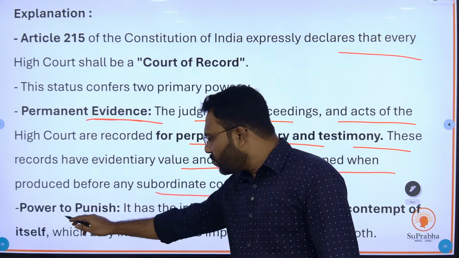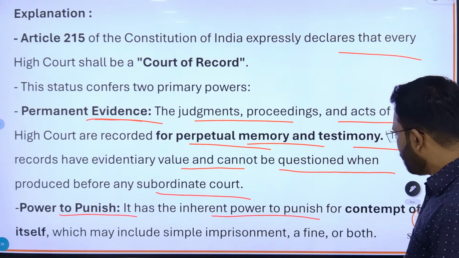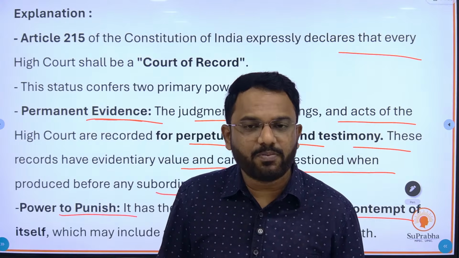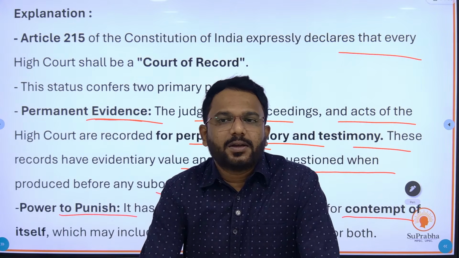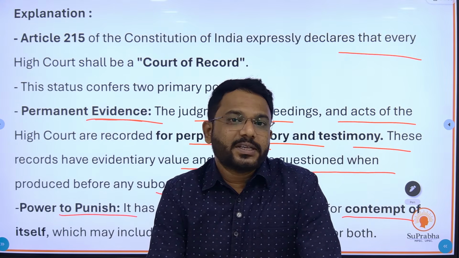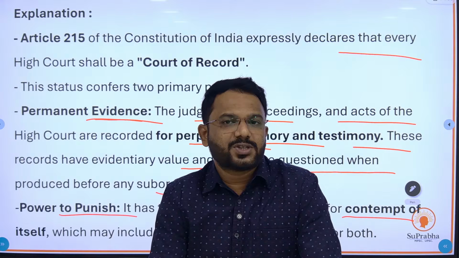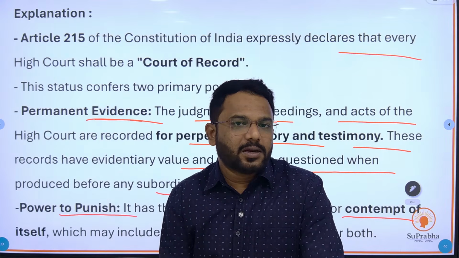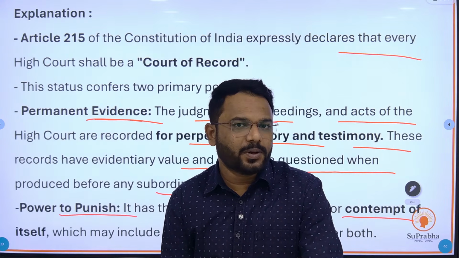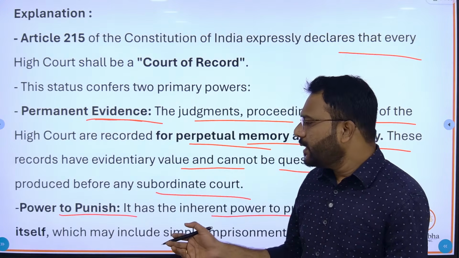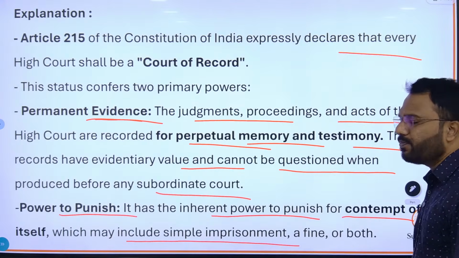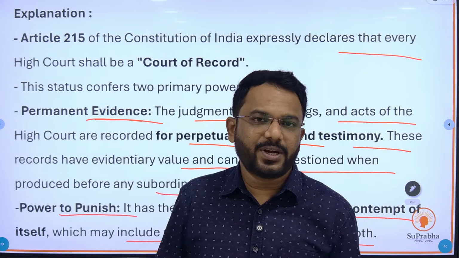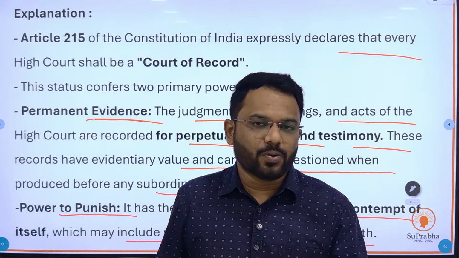Second, power to punish. It has an inherent power to punish for the contempt of itself. Now what is contempt? What do you mean by contempt of court? Contempt of court means that in a certain way you are disrespecting the order of the High Court, or disrespecting the judgment of the High Court, or protesting against the High Court in an illegal, unconstitutional or unlawful way. That means you are in contempt of court, which may lead to simple imprisonment or fine or both. That means the High Court can punish unlawful activities or protest against it if a citizen is doing so. Fine.